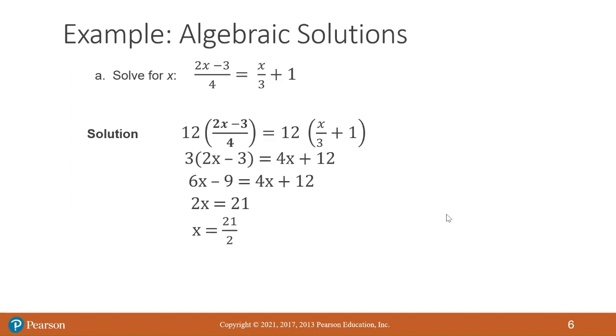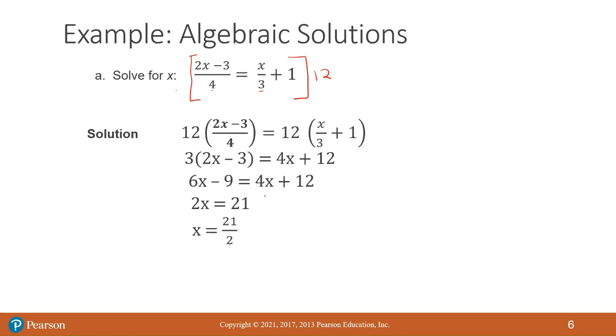First example here says solve for x. We have (2x minus 3) divided by 4 equals x divided by 3 plus 1. Now, we have denominators here, so we want to multiply by the least common denominator to get rid of those denominators. We are multiplying everything in this equation by the least common denominator, which in this case is 12, because the two denominators we have are 4 and 3. The least common multiple of 4 and 3 is 12.